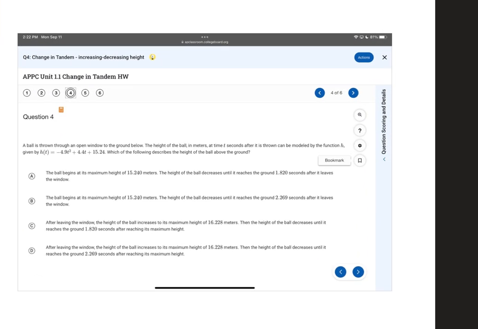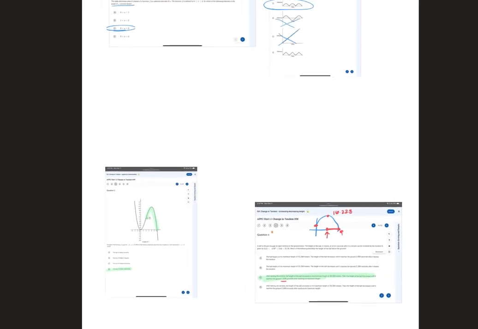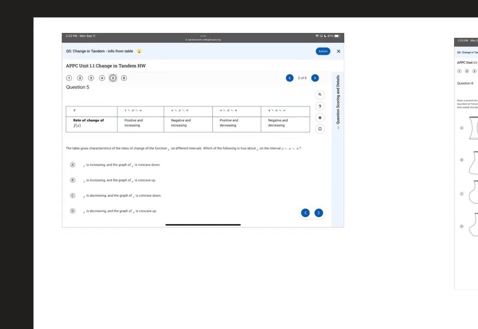4, this was your graphing calculator one, which I should have graphed, but I think it was this one, right? It said you had the shape, a ball thrown through the window. The height of the ball increases to maximum, this was 16.228. And then it says the height of the ball decreases until it reaches the ground 1.820 seconds after reaching the maximum height. So this was the distance you had to find. You had to find the x value at the maximum, and then you had to find the 0, and then subtract the 2 to get that distance, okay? Questions on that one?